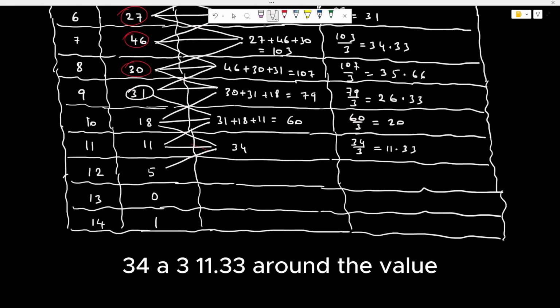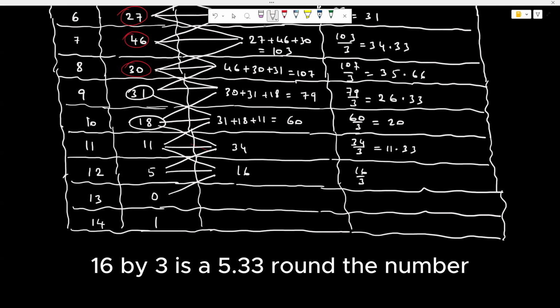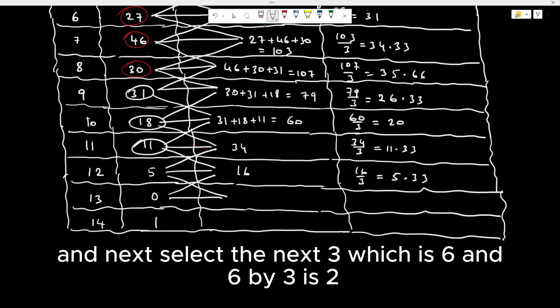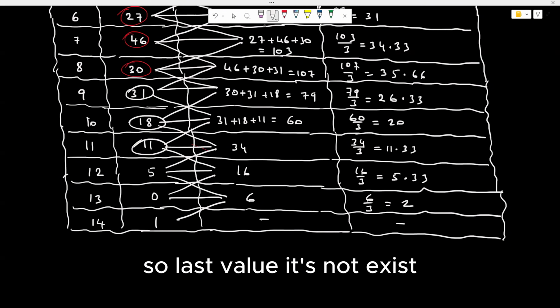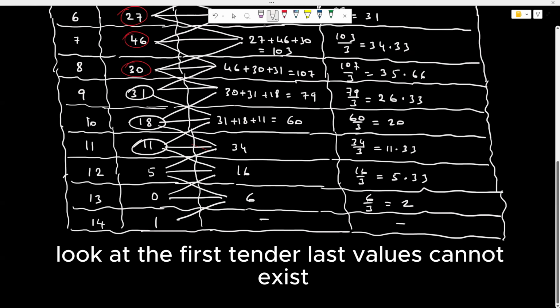is 11.33. Round the value. Next select 3: 5 plus 0 plus 1, so this is 16. 16 by 3 is 5.33. Round the number and next select the next 3, which is 6, and 6 by 3 is 2. The last value does not exist. Look, the first and the last values cannot exist.